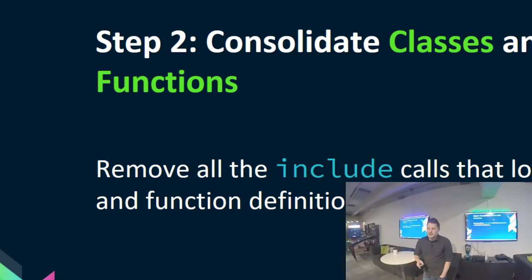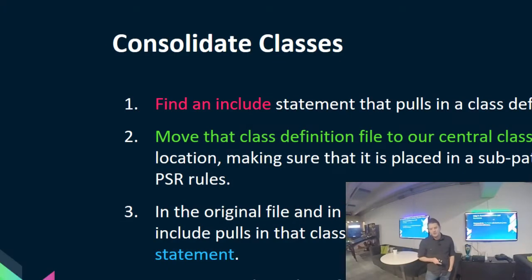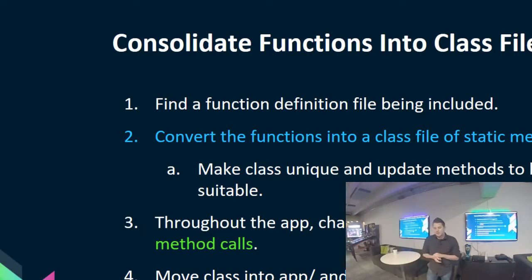So the next step is to consolidate your classes and functions. So you're going to remove all the include calls, because we have our autoloader, that load up a class and function definitions. My application is so old, I don't have any classes. But if I did, I'd find an include class call, I'd move that class into my new app directory, and then I'd remove that include statement in the code that included it. I would test it, commit it, notify QA that I made a change, and then repeat that until your code has no more class definitions. But I didn't have to do that. So if you're working with really old code, it might be an added benefit for you.